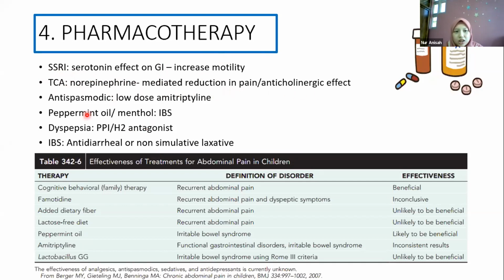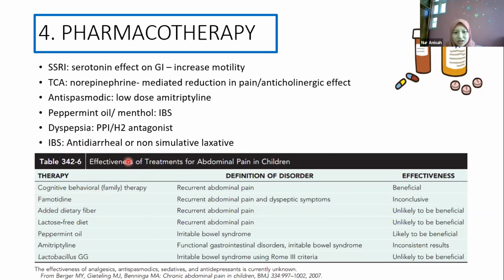Others include antispasmodic medication, which is low dose amitriptyline, peppermint oil or menthol in IBS. Dyspepsia, we can give PPI, proton pump inhibitor like omeprazole, pantoprazole, or H2 antagonist like cimetidine or ranitidine. And then IBS, anti-diarrheal if the patient presented with diarrhea, or non-absorbable laxative if the patient presented with constipation.